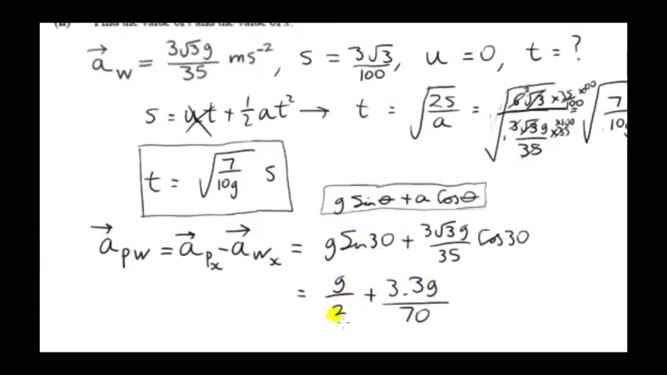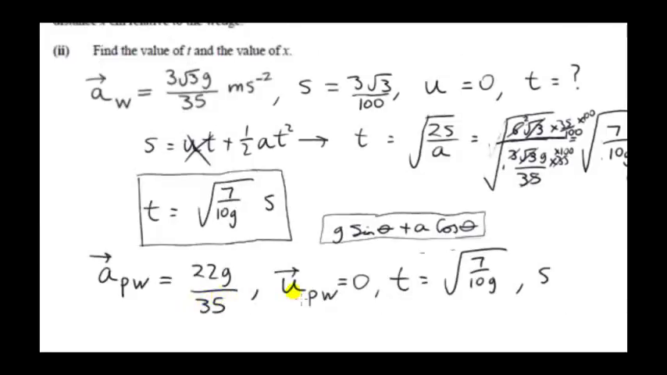Okay, sine 30 is a half, cos 30 is √3 over 2. √3 by √3 gives us a 3 on top, and 2 times 35 is 70. So we get a common denominator of 70. We have 35 plus 9 is 44. We end up at 44g over 70, which is 22g over 35.